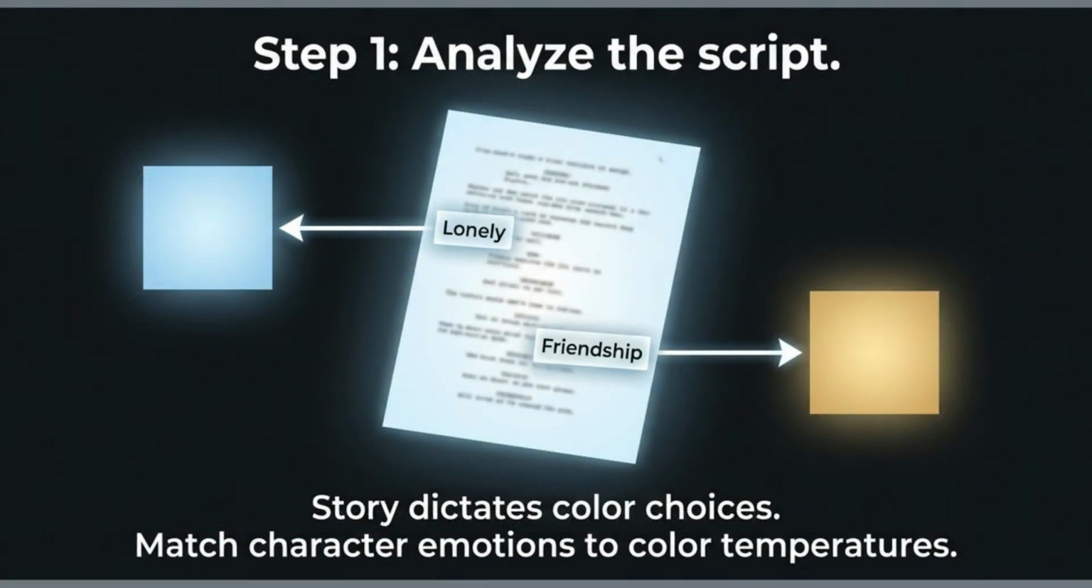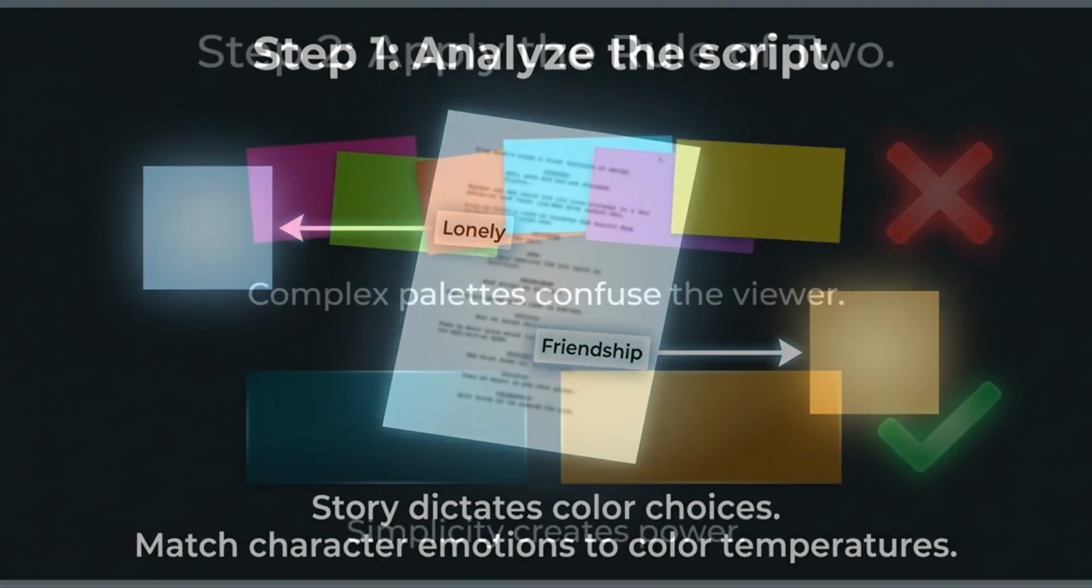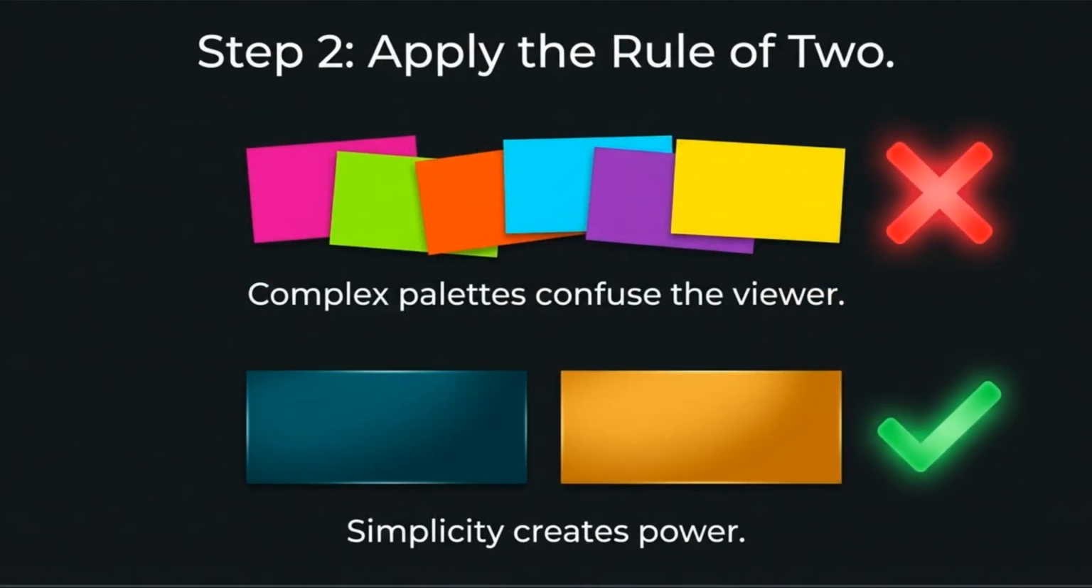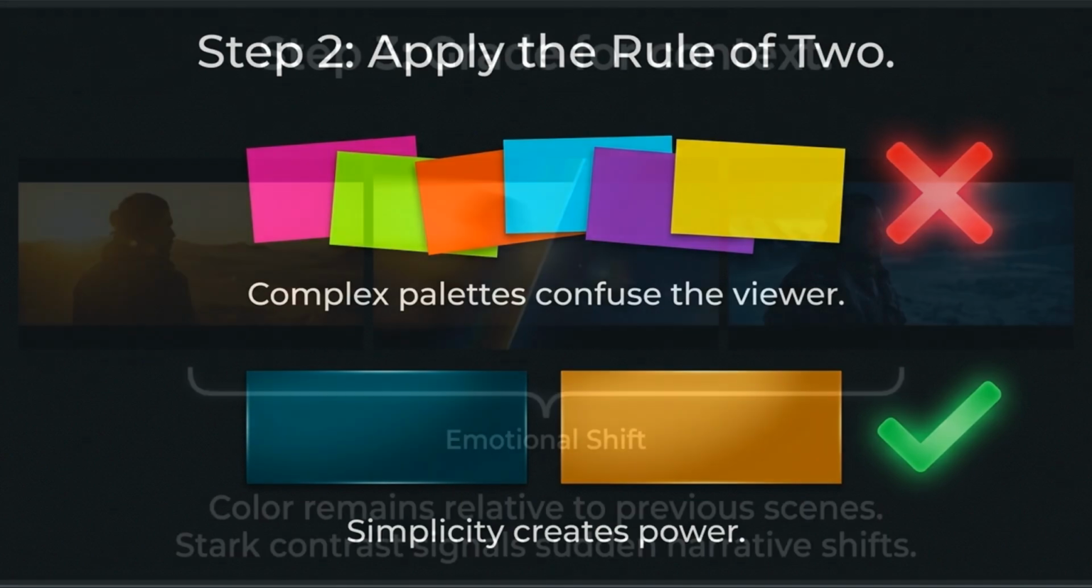Step 1 in color grading is to analyze the script. The story dictates color choices, so you must match character emotions to appropriate color temperatures and moods. Step 2 is applying the rule of 2. Complex palettes can confuse the viewer, so simplifying your color scheme usually creates a more powerful and intentional visual statement.